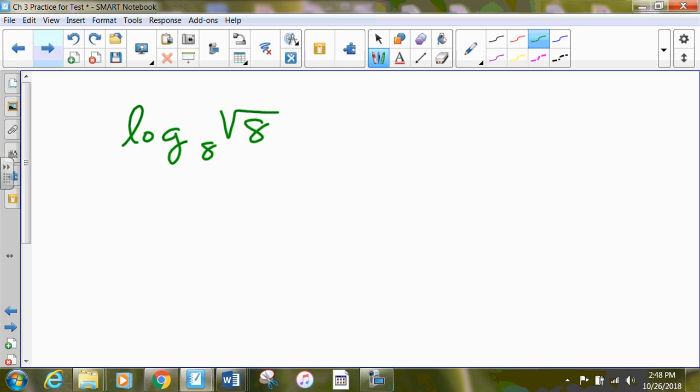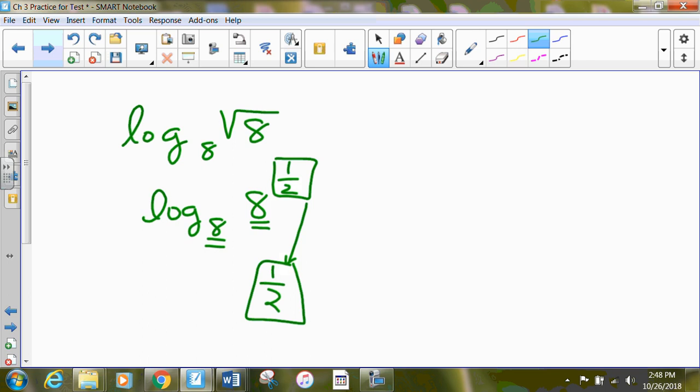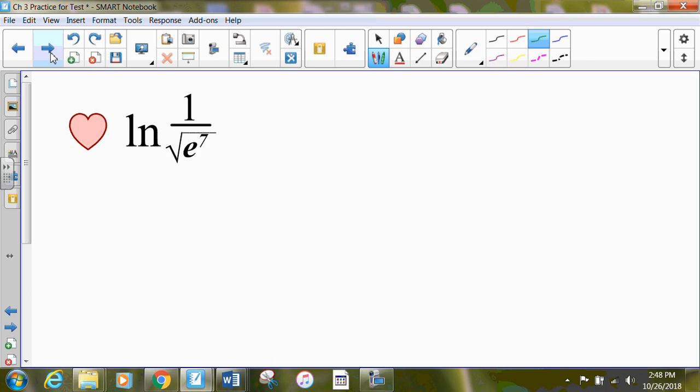Okay, so once again, I don't like it when I have a root and it's stuck in a log problem, so I'm going to rewrite this problem as, instead of the square root of 8, I'm going to write 8 to the 1/2. Once again, if I have an exponential stuck in a log and the base of my log is the same as the base of my exponent, then I know that the exponent is my answer. Or once again, you can set it equal to the box and solve it that way. Either way. All right, the next type is where we have the natural log.